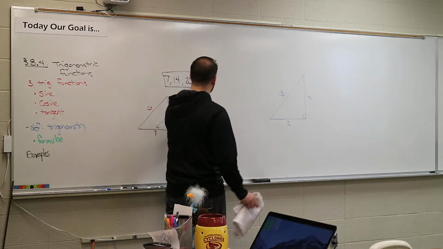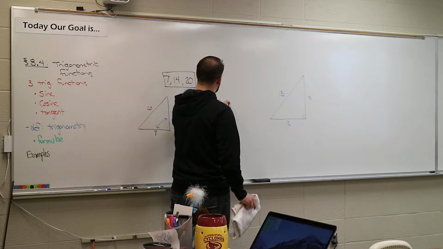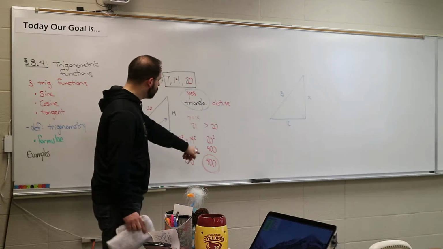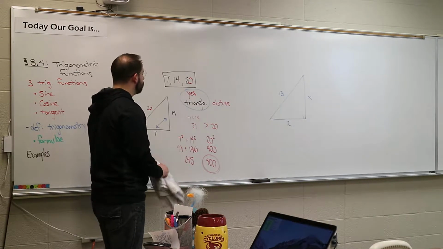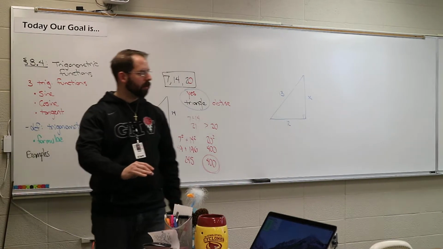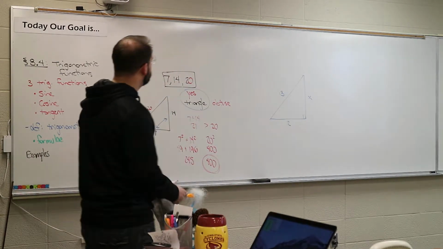So this is actually an obtuse triangle. The hypotenuse is too big, so it's obtuse. If the hypotenuse is too small, it's acute. And if it's perfectly equal when you do the Pythagorean theorem, then it's a right triangle.